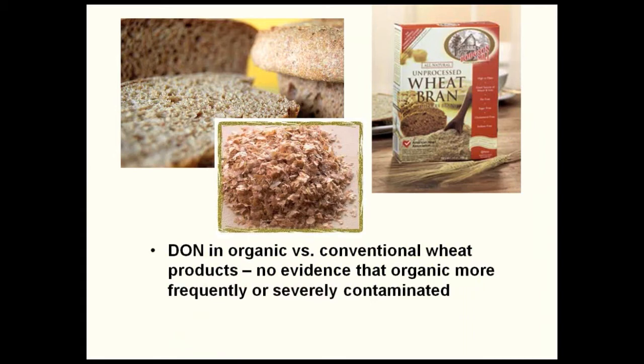So what about DON in organic versus conventional wheat products? Well, what we can say so far is that there's really no evidence that we have more DON on average in organic wheat products. There's no evidence that organic products are more frequently contaminated or more severely contaminated. And I say that on the basis of some studies in Europe, in France and Germany and Italy. They sampled biscuits and bread products and flours and concluded that the evidence was pretty mixed, and that the frequency and also the levels of contamination tended to be about the same. Sometimes one was higher, sometimes the other was higher.